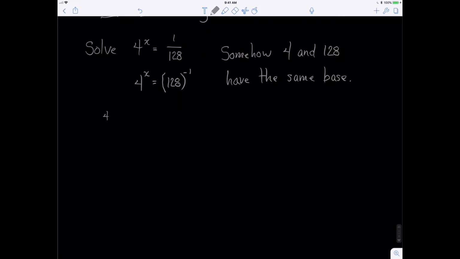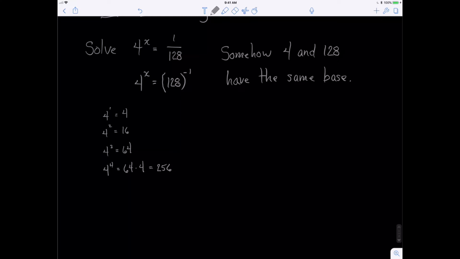So if I multiply by 4, 4 to the first is 4. 4 squared, well, that's 16. 4 cubed, that's 64. So let's try again. We're trying to see if 4 will get us to 128. 4 to the fourth means 64 times another 4. Well, that's 256. So we skipped 128, so base 4 isn't going to work.